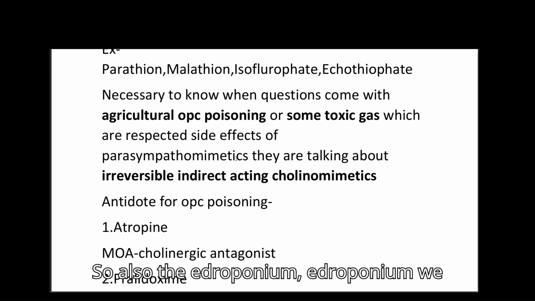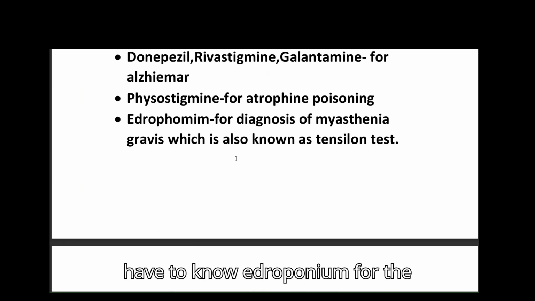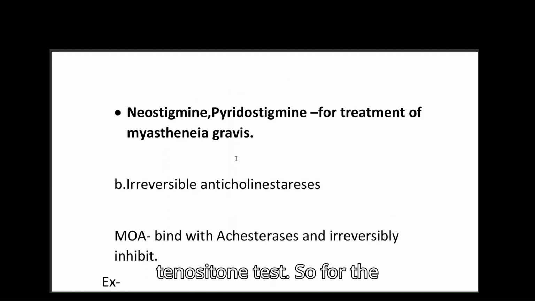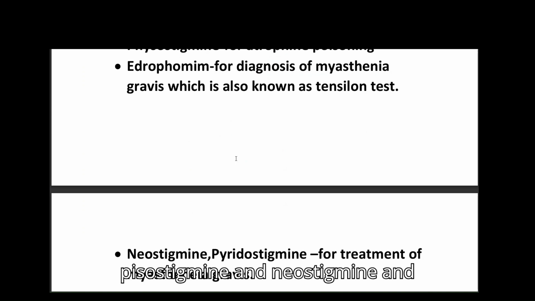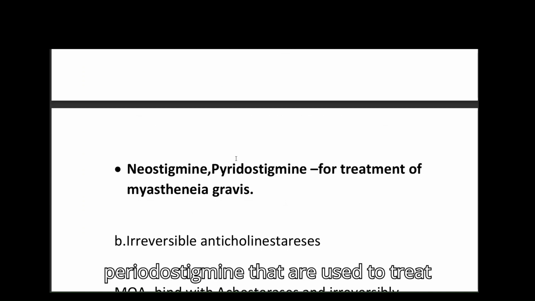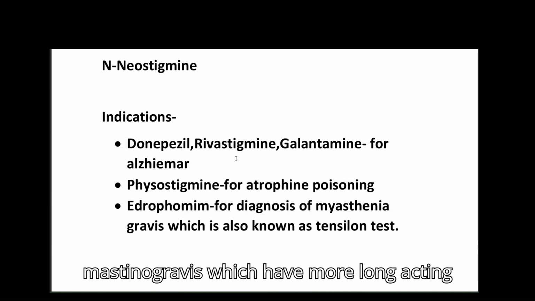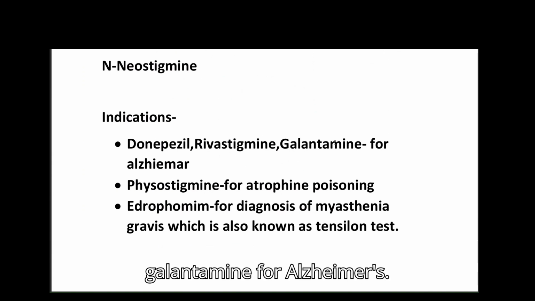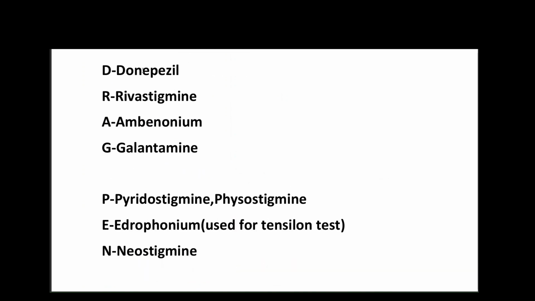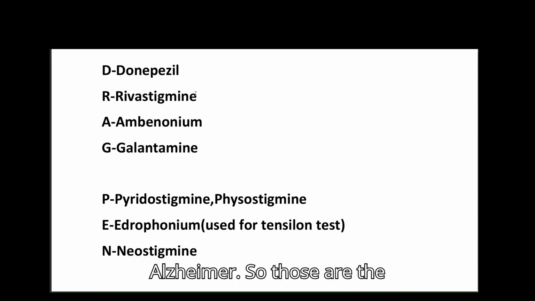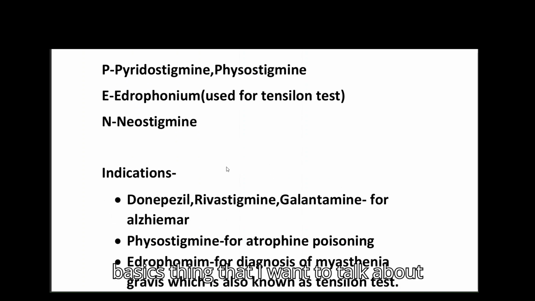Also we have to know edrophonium for the Tensilon test, for the diagnosis of myasthenia gravis. Also physostigmine, neostigmine, and pyridostigmine are used to treat myasthenia gravis, which are more long acting ones, and donepezil, rivastigmine, galantamine for Alzheimer's. In the drug pain mnemonic also, donepezil, rivastigmine, galantamine, DRG. They are used for Alzheimer's. So those are the basics that I wanted to talk about cholinergic drugs.